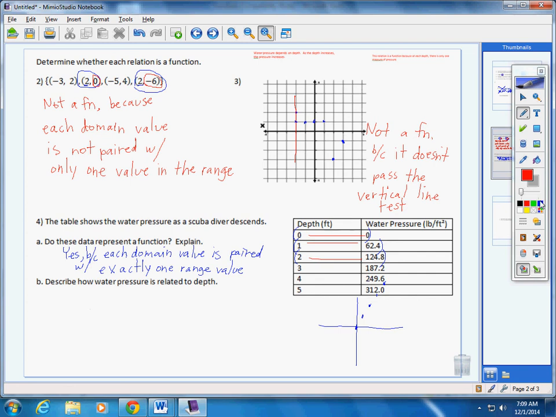Okay, last question. Describe how water pressure is related to depth. Well, you would probably say as depth increases, so does water pressure. Sorry. Almost done here, I promise. That is how the two things are related. The deeper you go, the more water pressure that exists.